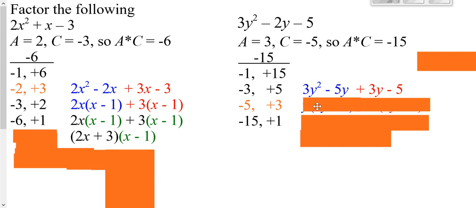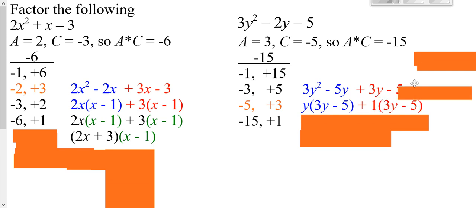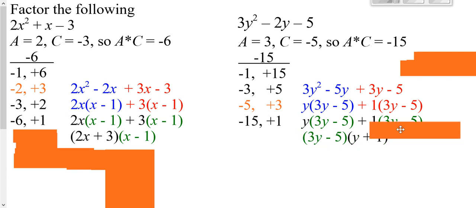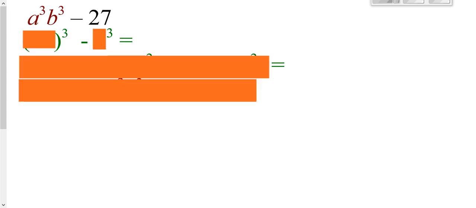Out of the first two, we can pull a y, and then we're left with a 3y minus 5. Out of the last two, there's really nothing to pull out. It's really pulling out a plus 1. So now you notice both sets of parentheses are the same. So we can go ahead and pull out that green, and then we're left with the black. That's your AC factoring.